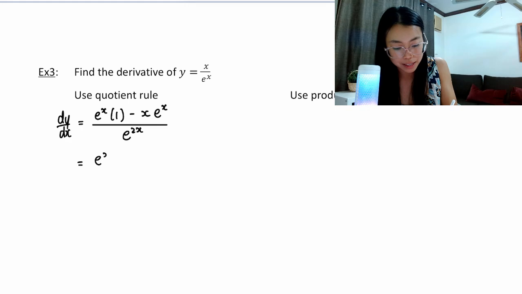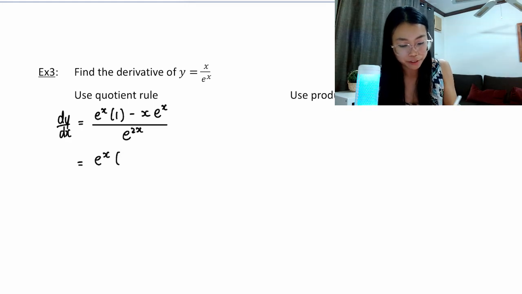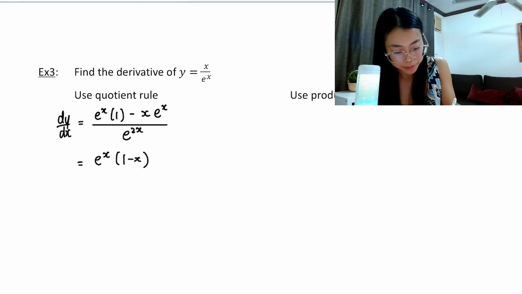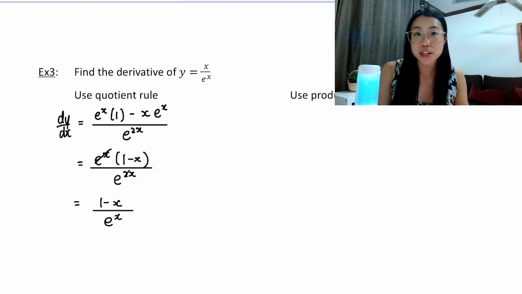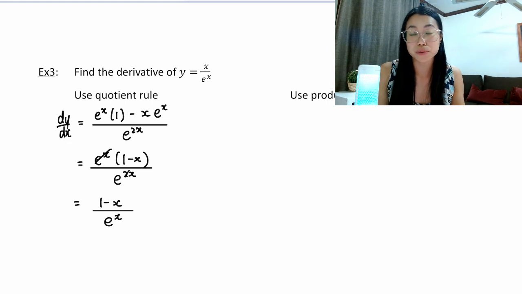So we can see that in the numerator, I can factor out an e to the x. And in the denominator, I still have my e to the 2x. We can cancel out some common factors, which leaves us with 1 minus x over e to the x. Let's try this question again, this time using the product rule.